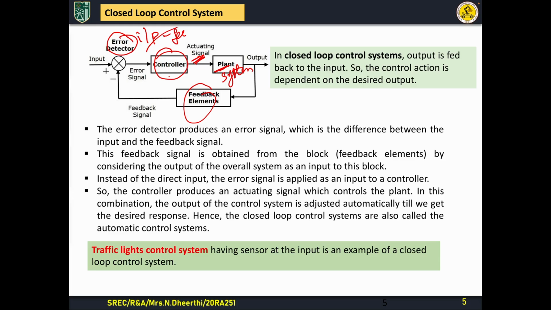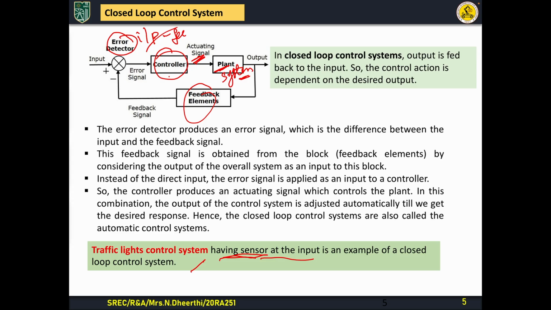I think you understand. In a closed loop control system you have feedback elements. From them you take feedback from the output, and that is given along with your input as an error signal to a controller. The controller produces an actuating signal, which you give to the system, and you get the desired output. Here again you can take an example like a traffic light control system having a sensor at the input.